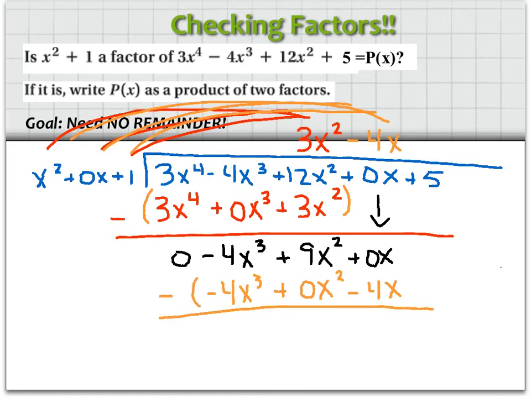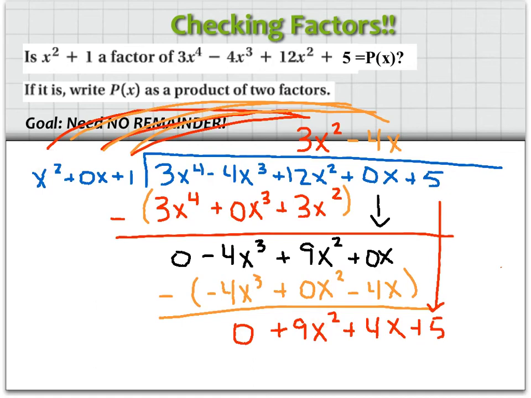And then I subtract. Now, don't get tripped up with the signs here. It's very easy to mess up with the signs here. So negative 4x cubed minus negative 4x cubed. Remember, minus minus is the same as addition. So that's 0 again, which we should always get. 9x squared minus 0x squared is just positive 9x squared. 0x minus negative 4x, okay? So the minus and a minus will give me plus. And then I bring down the term, right? And then I keep going.